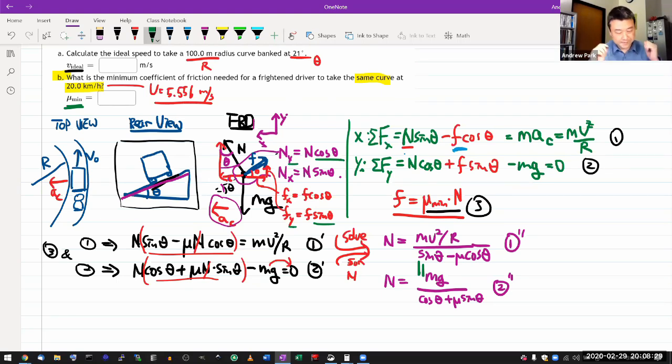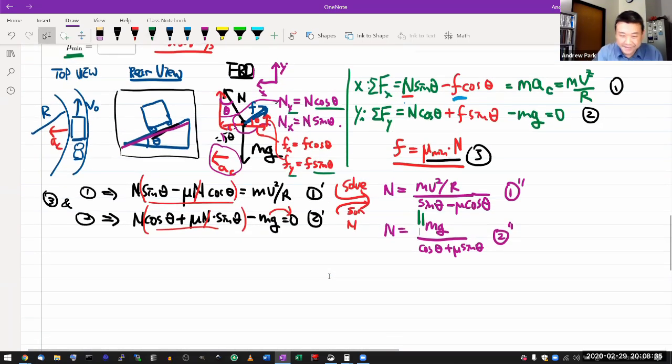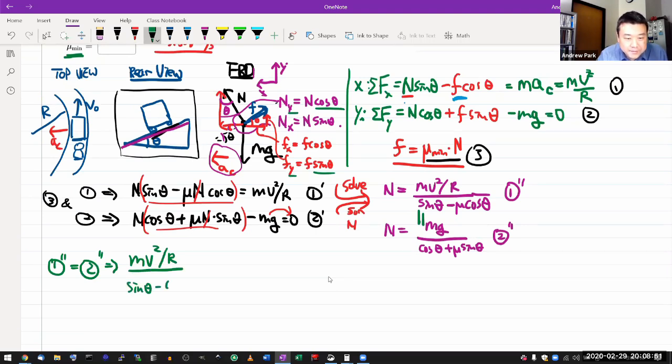All right, low algebra. Let me just power through that and we'll be done. So doing that, 1 double prime equal to 2 double prime, what you end up getting is mv squared over r divided by sine theta minus mu cosine theta is equal to mg divided by cosine theta plus mu sine theta. So masses cancel out. That's great.